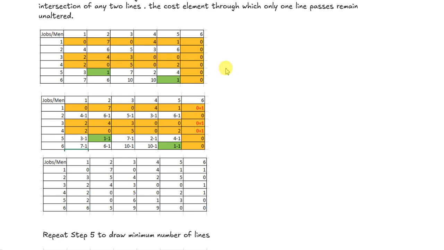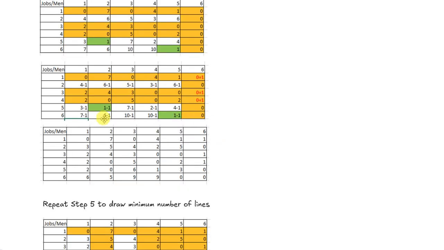So I'll repeat this once again. For all the uncovered elements, subtract the smallest number. For all the cross elements, which is elements which are at the intersection of a line, add this number. You come to a new matrix. This is called your improved matrix.